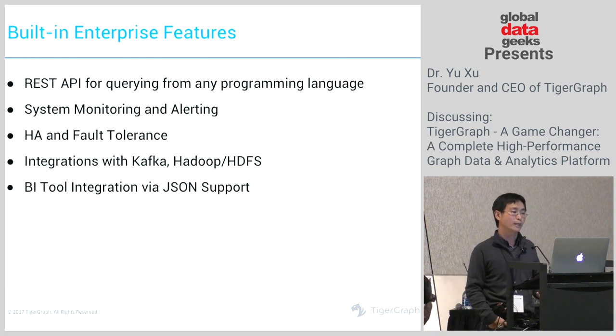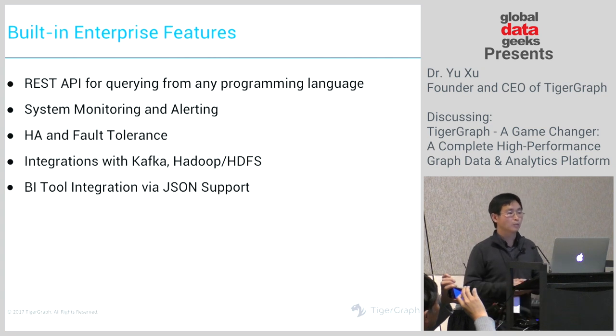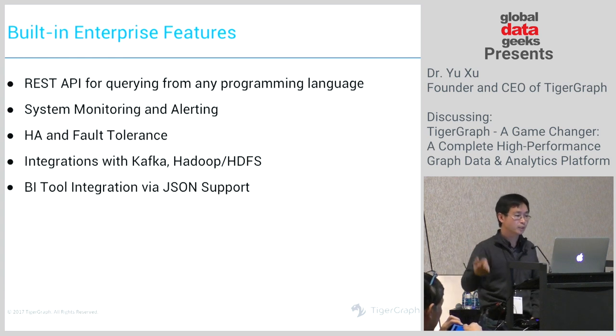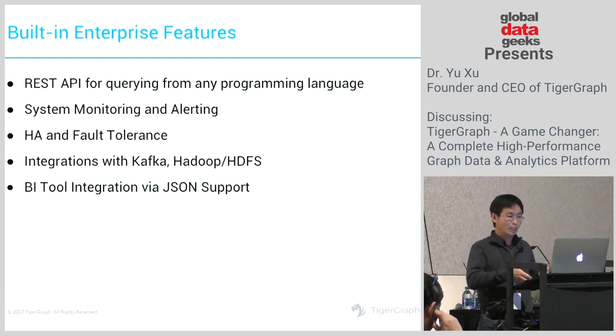Right now, we only focus on bigger customers, so we have to provide the enterprise features required to be in production. I mentioned that we provide a REST API, so customers can easily integrate our system with their applications. We provide out-of-box system monitoring and alerting to show you your QPS, your memory usage, everything. We also have out-of-box HA. You can run one machine, multiple machines, one cluster, multiple clusters. It's all configurable.